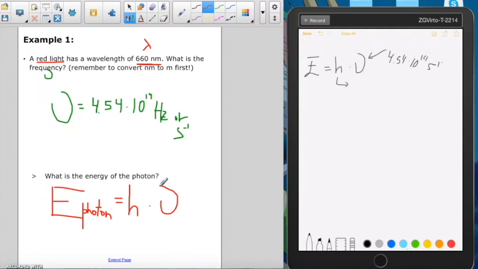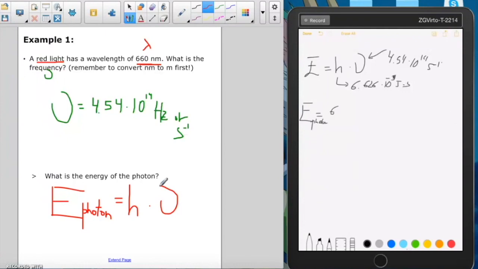It's always the same number, and it's 6.626 times 10 to the minus 34 joules times second. So what do we do? We plug these two numbers in this equation and we solve the equation. This is the energy of a photon of red light.